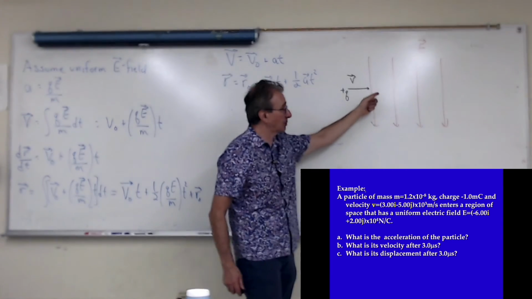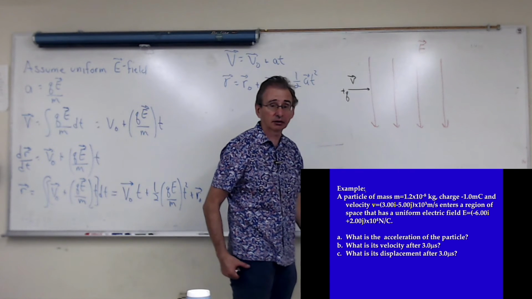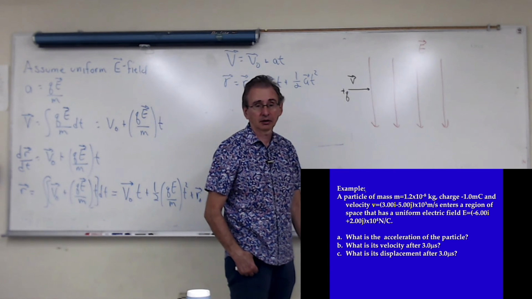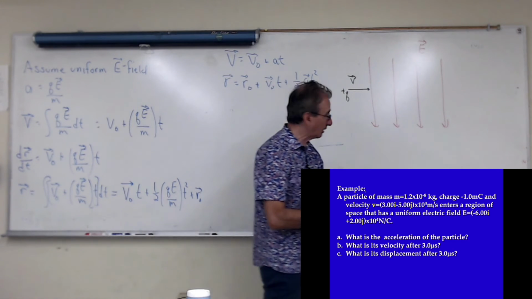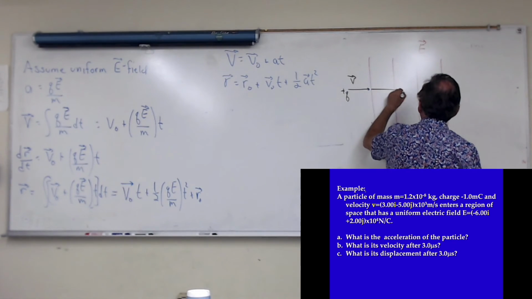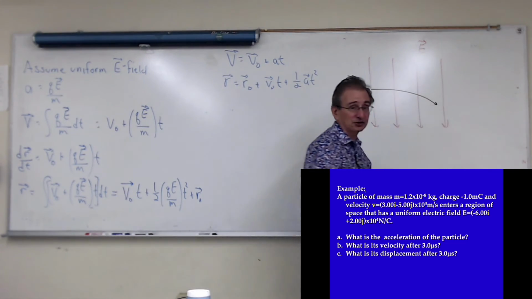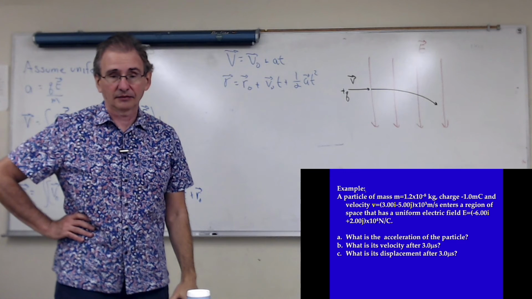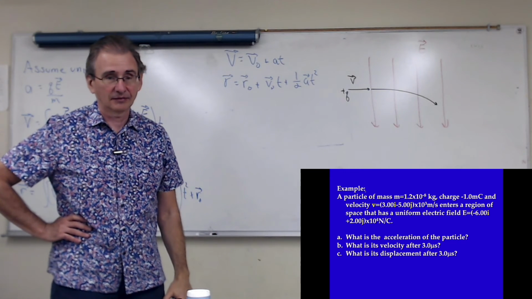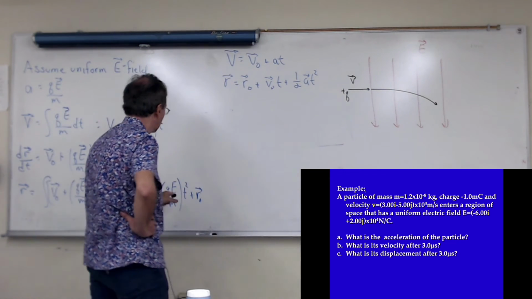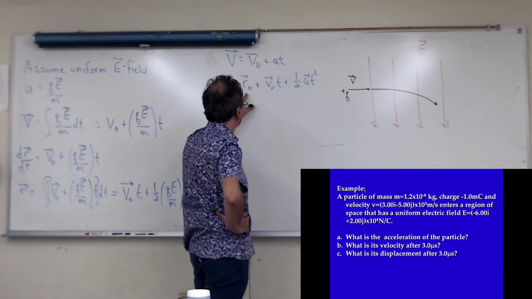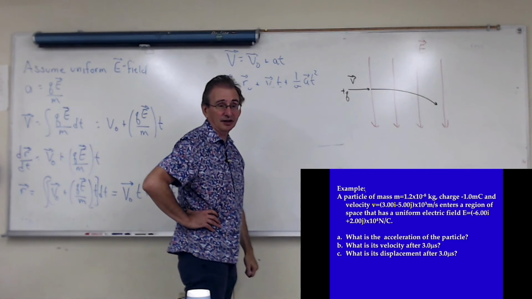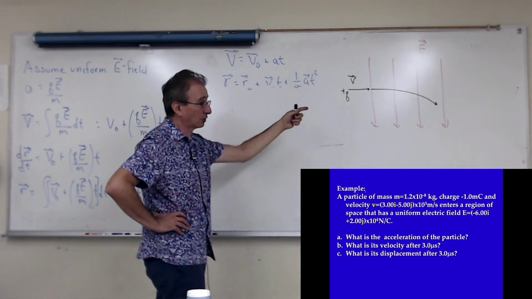As this thing goes to the right, it experiences the field. What's going to happen to the particle? Is it going to go straight, or is it going to curve? It should fall down, right? It's going to do something like this. What shape is that trajectory? Well, the electric field's constant. The acceleration's constant. What's the shape of this function? What's the shape of the quadratic? Yes, it's a parabola. The trajectory is a parabola.